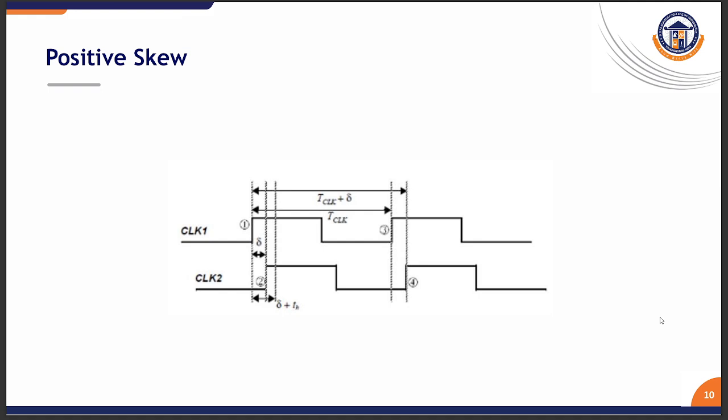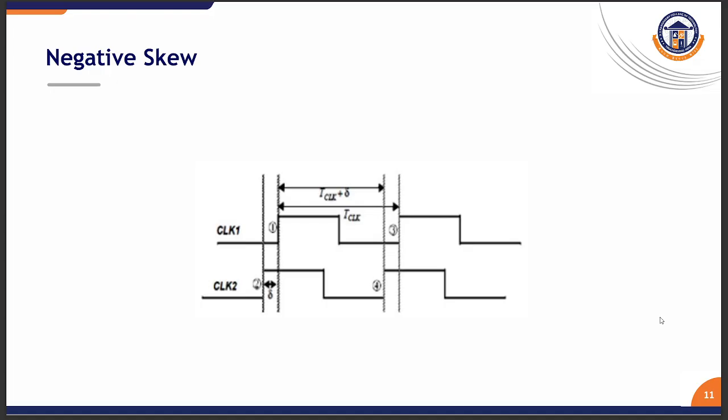And the next one is negative skew. Negative skew occurs when the clock arrives earlier at the destination flip-flop compared to the source. Here the effect of negative skew is that hold timing improves and setup timing becomes worse. So negative skew is good for hold and bad for setup.